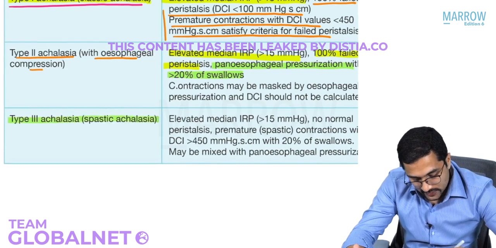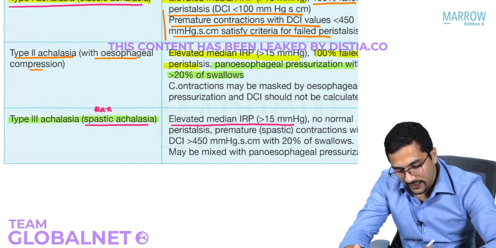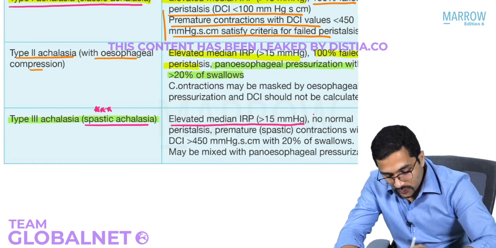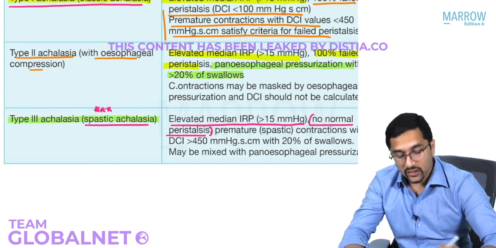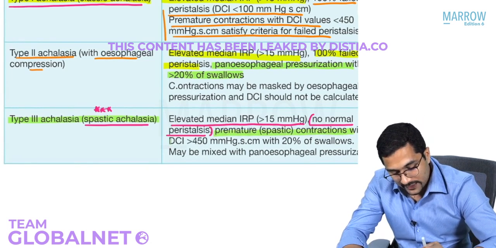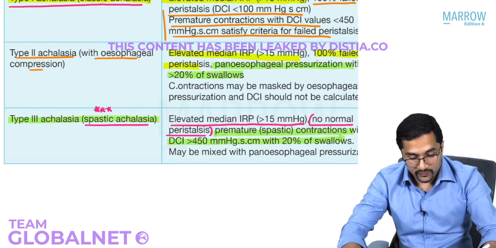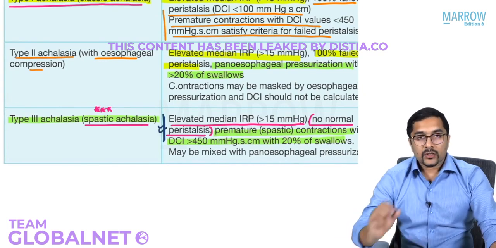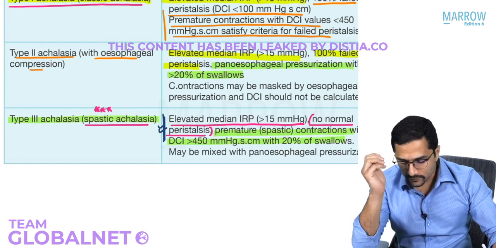In type 3, this is known as spastic achalasia. This was asked in the NEET exam. Spastic achalasia, again there is elevated IRP, means lower esophageal sphincter is not relaxing. There is no normal peristalsis, and there are premature spastic contractions with a DCI of more than 450. Those are the features seen in type 3 achalasia. So these are the 3 types of achalasias according to the manometric findings.